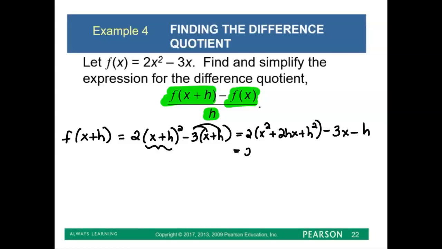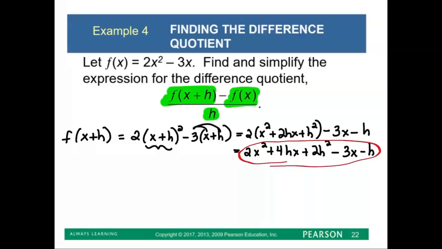Continuing to simplify, I'm going to distribute my 2. So I get 2x squared plus 4hx plus 2h squared minus 3x minus h. All right, and so now we have found f of x plus h, so we can simply substitute this expression in for f of x plus h, okay?